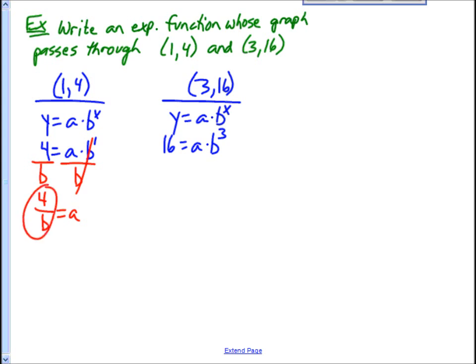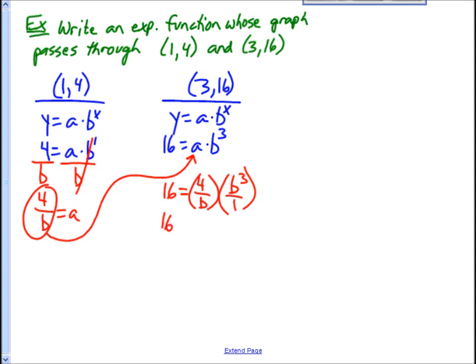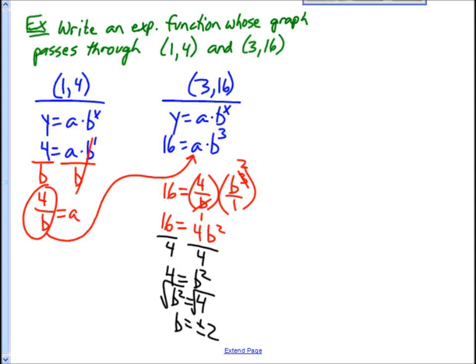So we're going to take that 4 over b and plug it in for our a. So now we got 16 equals a, which is 4 over b, times b cubed. Substitute that in. Multiply by that b cubed, which is b cubed over 1. You notice that one of those b's cancels there, so we got 16 equals 4b squared all over 1. Solve for b here. So 4 equals b squared, or b squared equals 4. So b equals plus or minus 2.